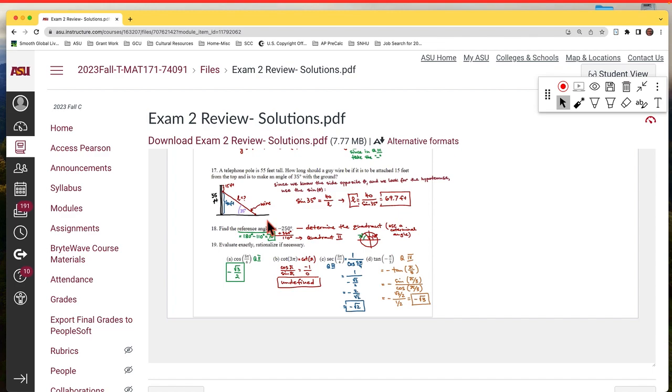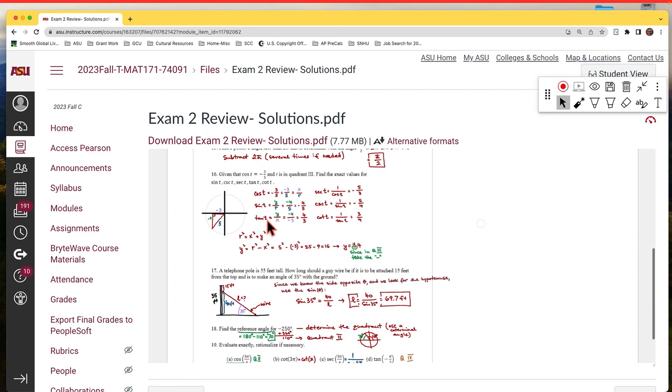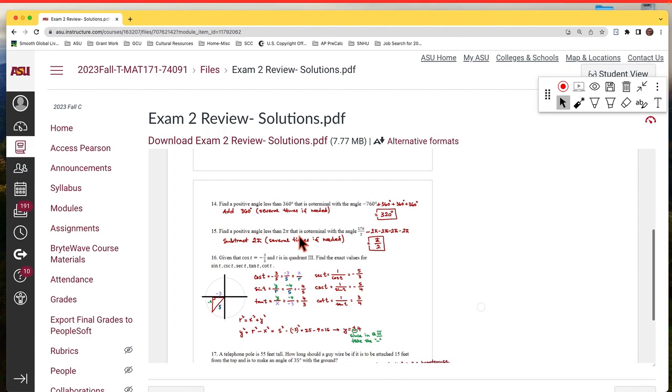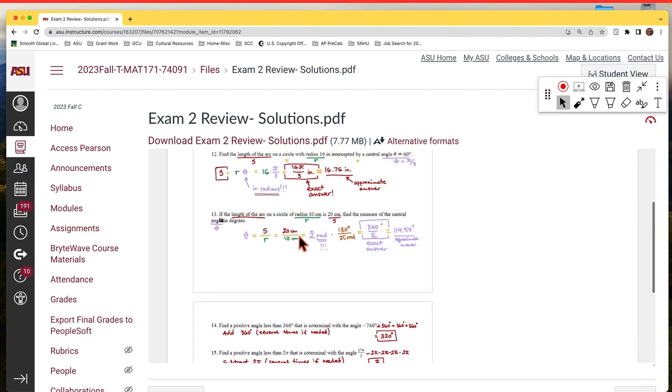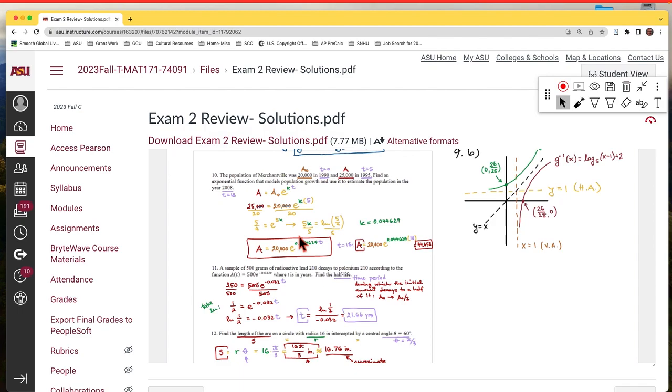But again, in the test, at least I know there's one where you have to do that kind of length of a pole type thing, and they'll set it up. You'll see it. But let's see. Yeah, here's the same thing with the trig. So it's all in here anyway. So take a look at that. Use it as a study guide.